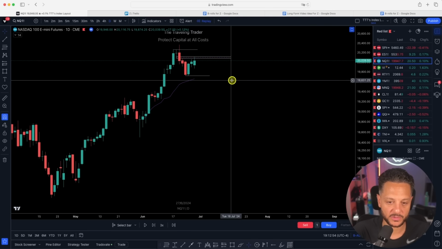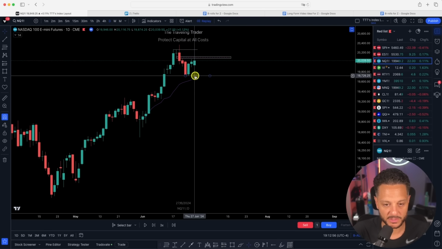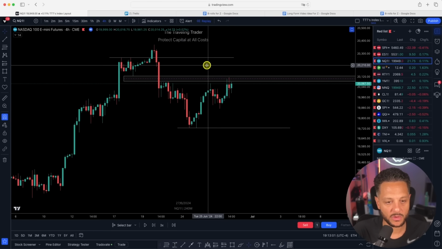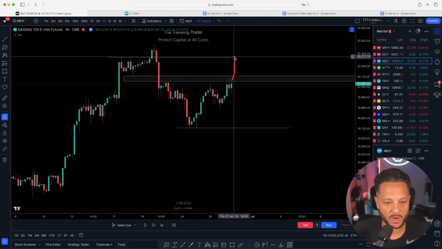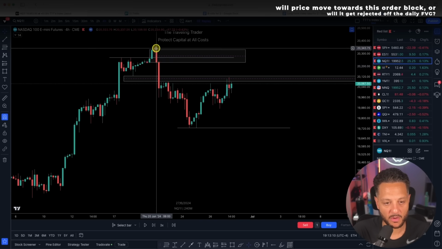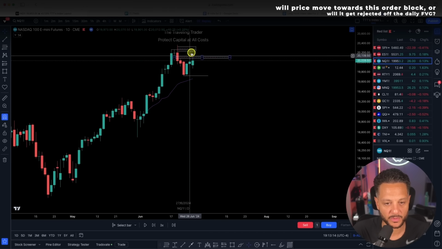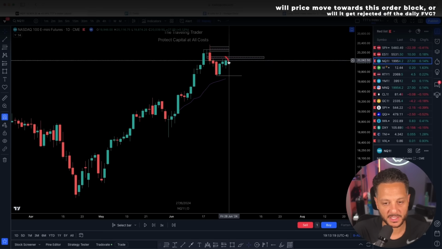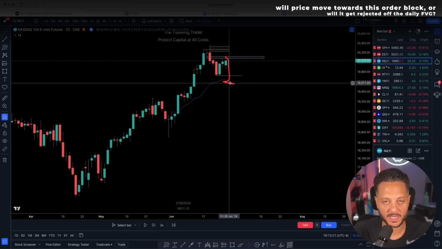And what do we know about equal lows and highs is that eventually they will get drawn to and liquidity will get swept here. However, do we know if price is going to continue upwards past this, towards this 4 hour order block here on the NASDAQ, right? Do we know if price is going to continue upwards to that 4 hour order block, or is price going to get rejected off this daily fair value gap and come down and sweep these lows?